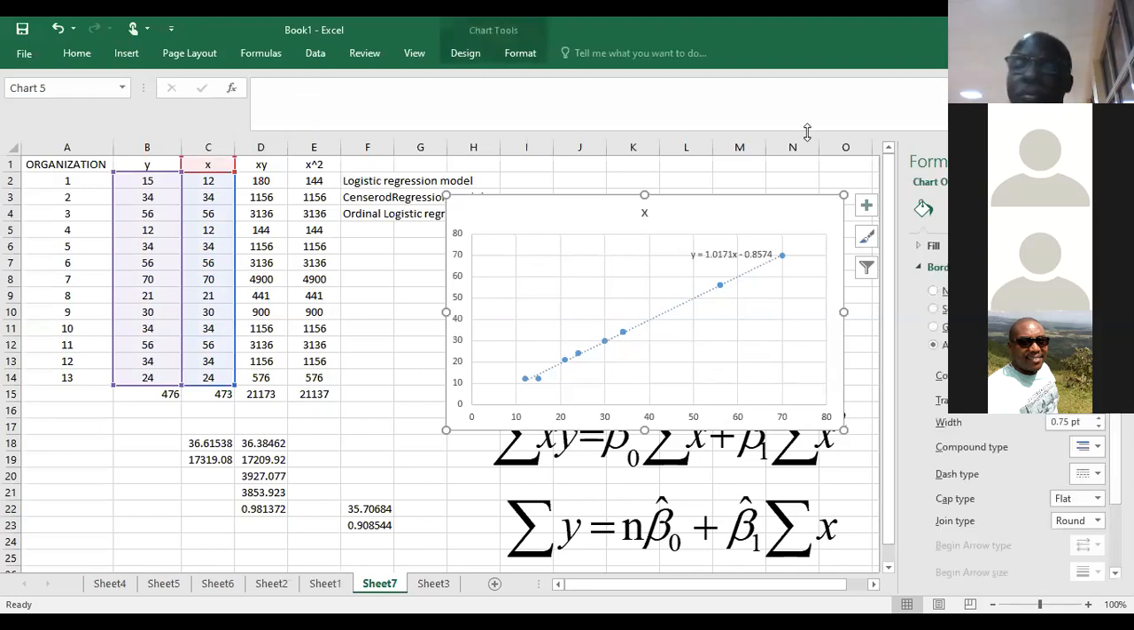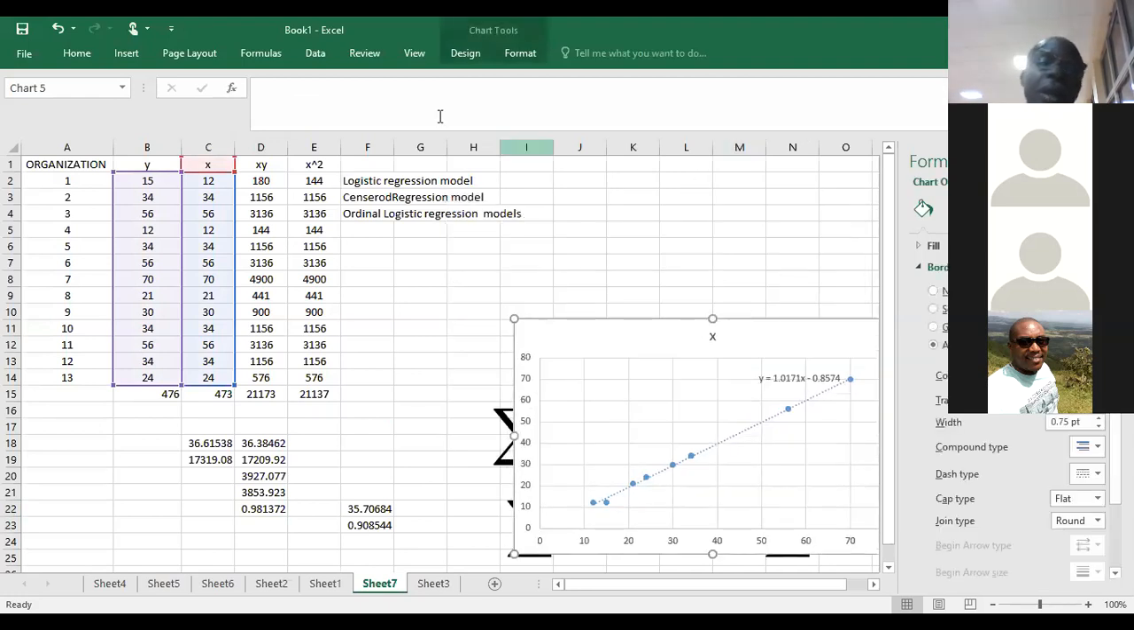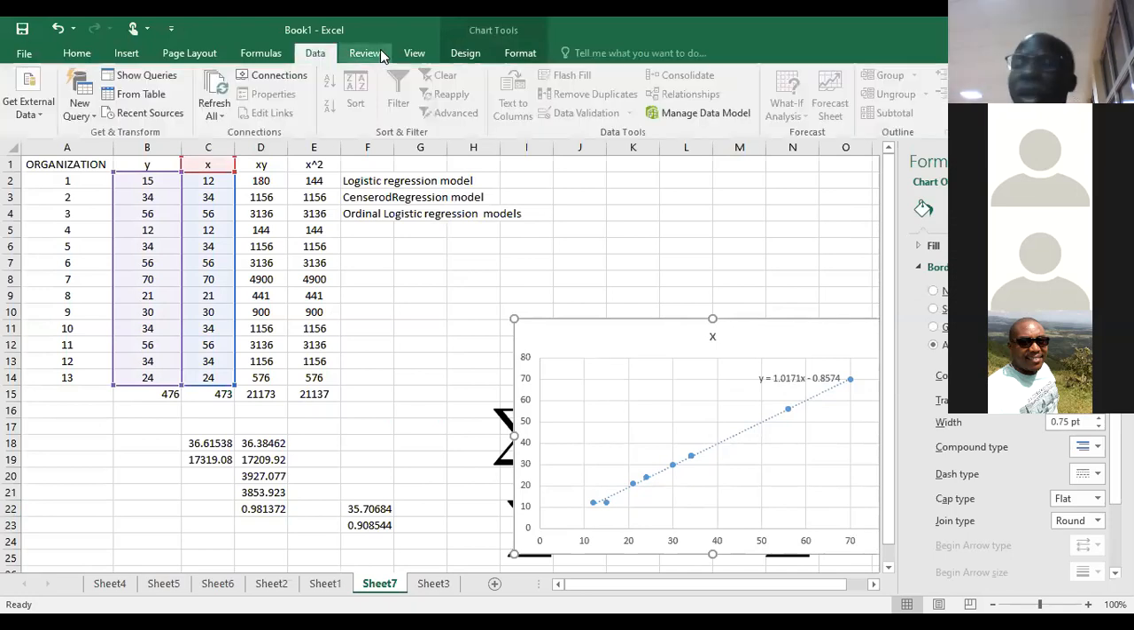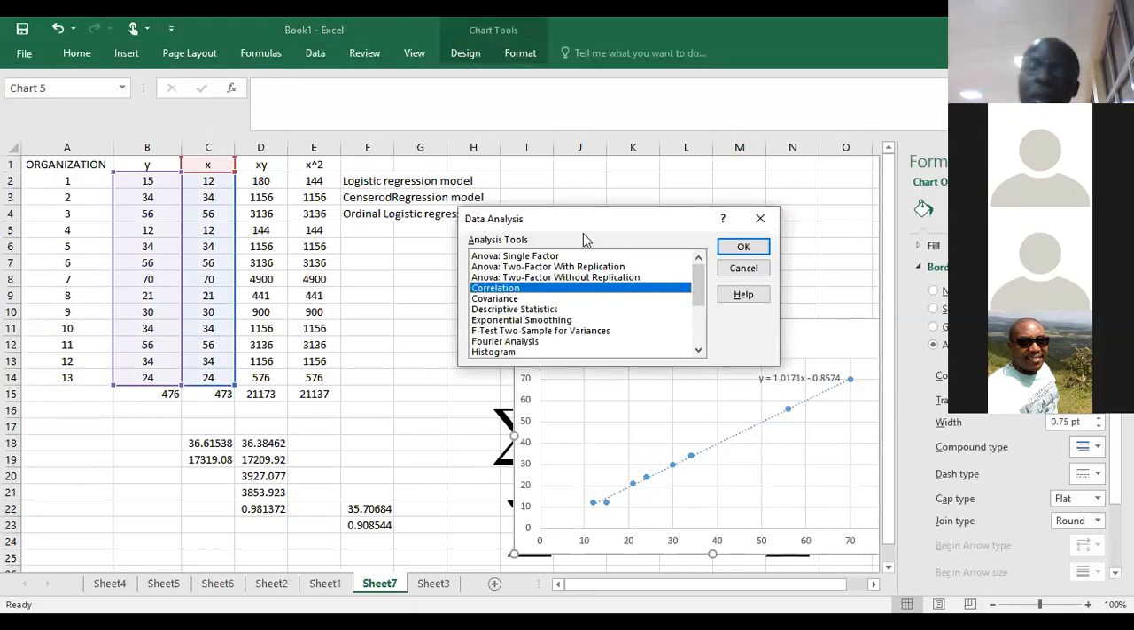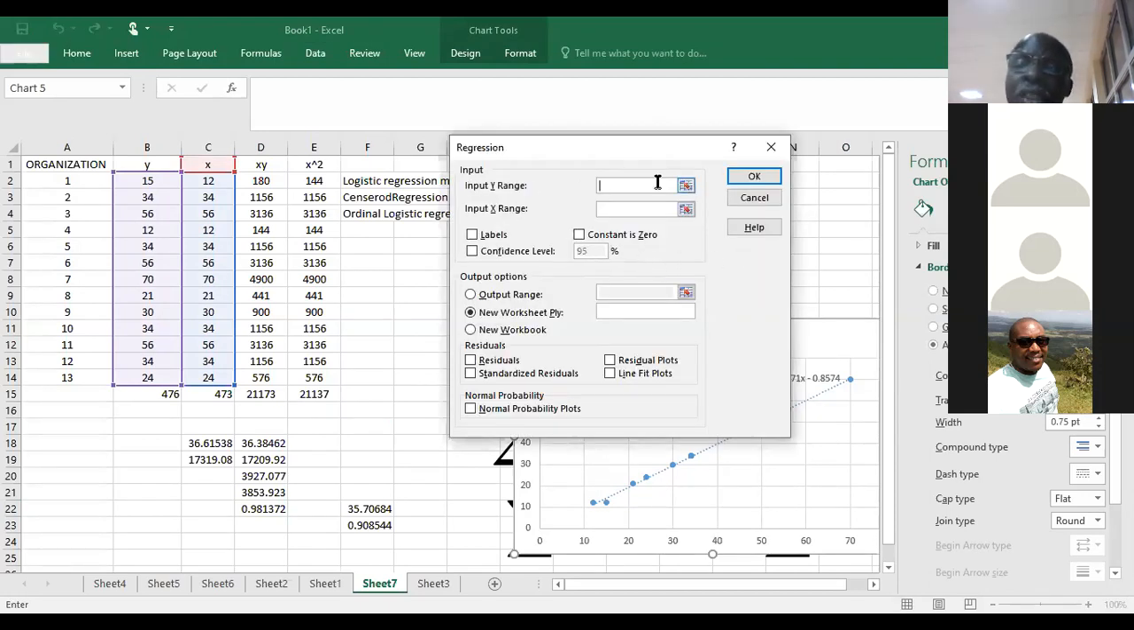Now, very quickly, I can also use Excel's Data Pack. You see this here, then Regression. Then I come here and define my Y range, it is this one. I define my X range, it is this one. Then I put the label. The first row are, of course, labels.